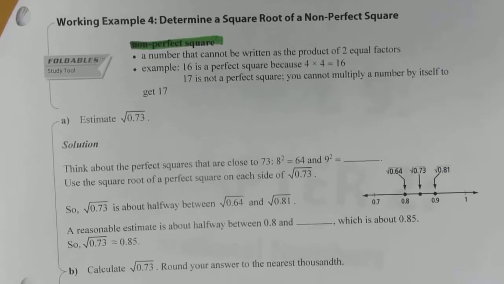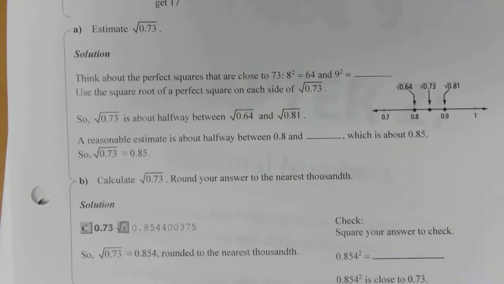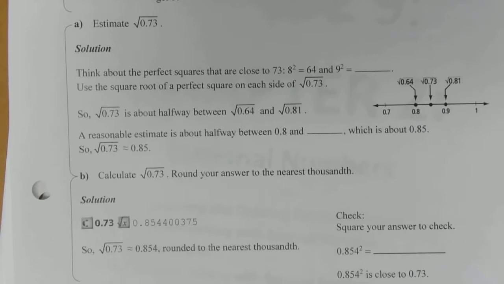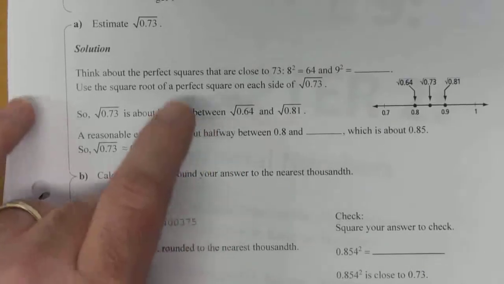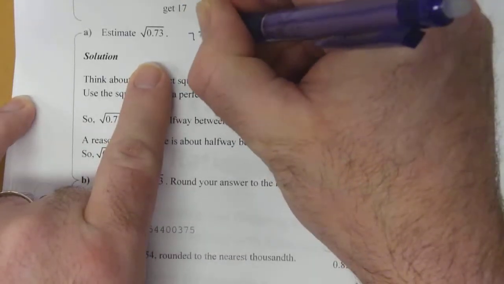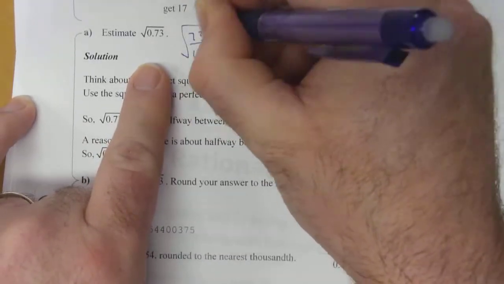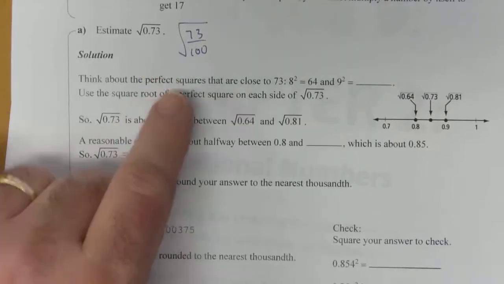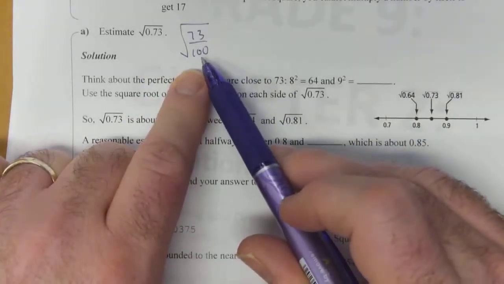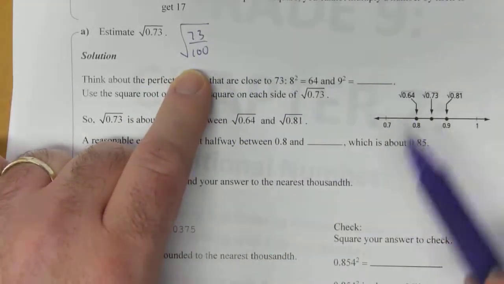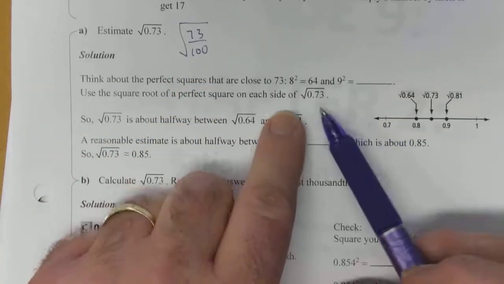So for example A, we're estimating the square root of 0.73. So we need to think about the perfect squares that are close to, well, in this case we're going to use 73, because this is the same as 73 over 100. That's what we're calculating. 100, no problem, that's a perfect square. It's the 73 that's causing us some trouble.